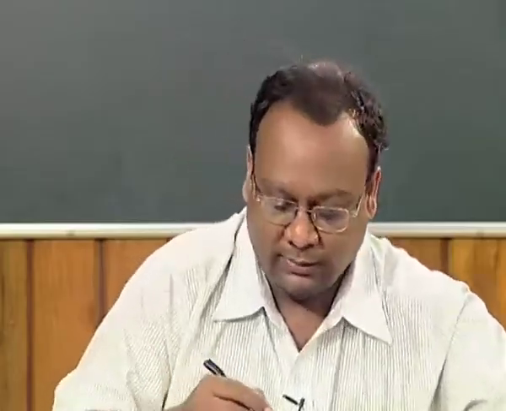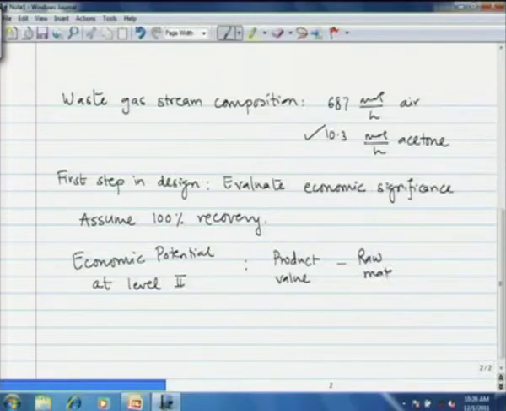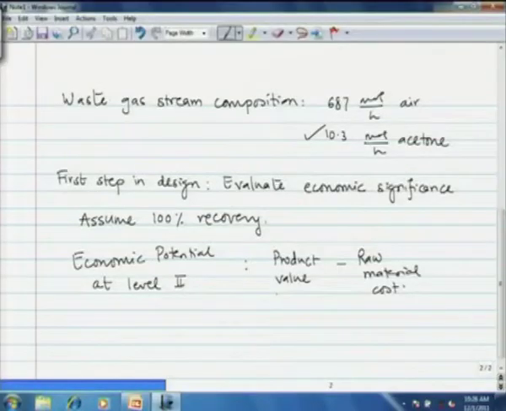Therefore, the economic potential of this particular process at level 2 will be the product value minus the raw material cost. The raw material in this case is the waste gas stream, which is for free, meaning there is no cost involved for that waste gas stream. Therefore, the product value is the economic potential.